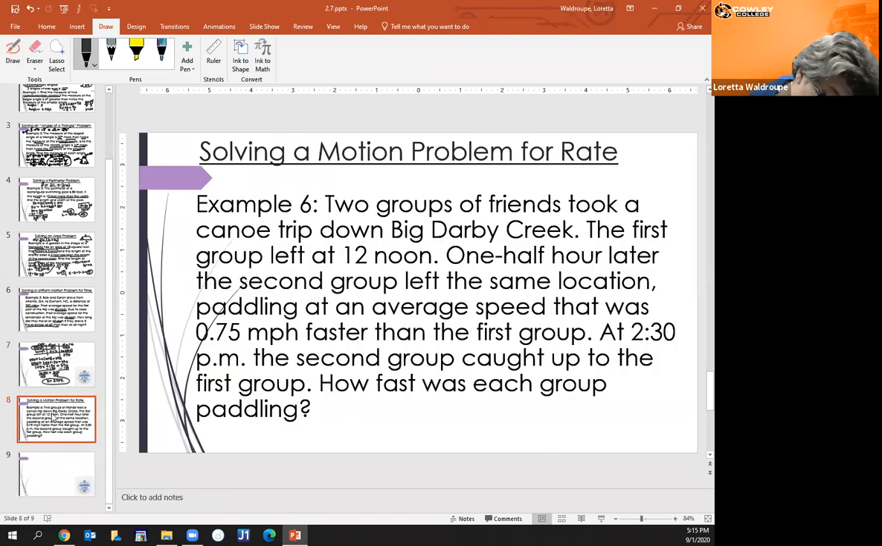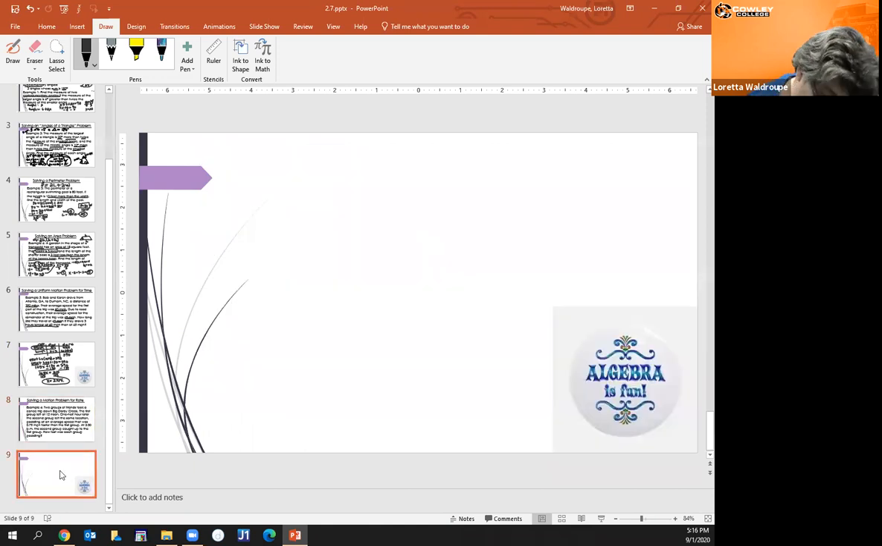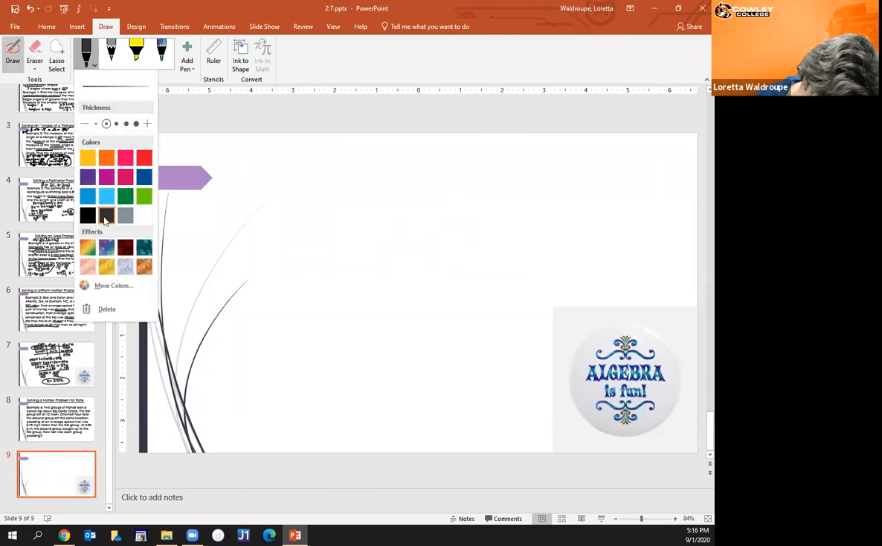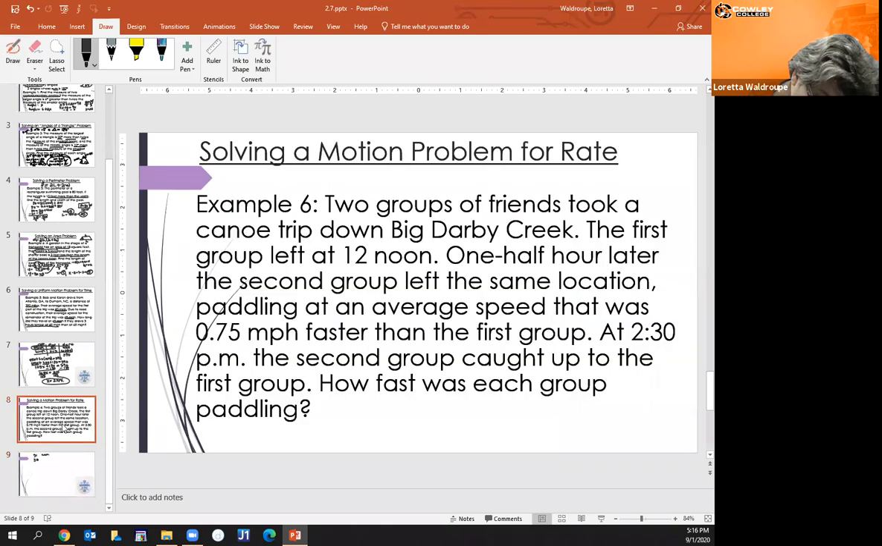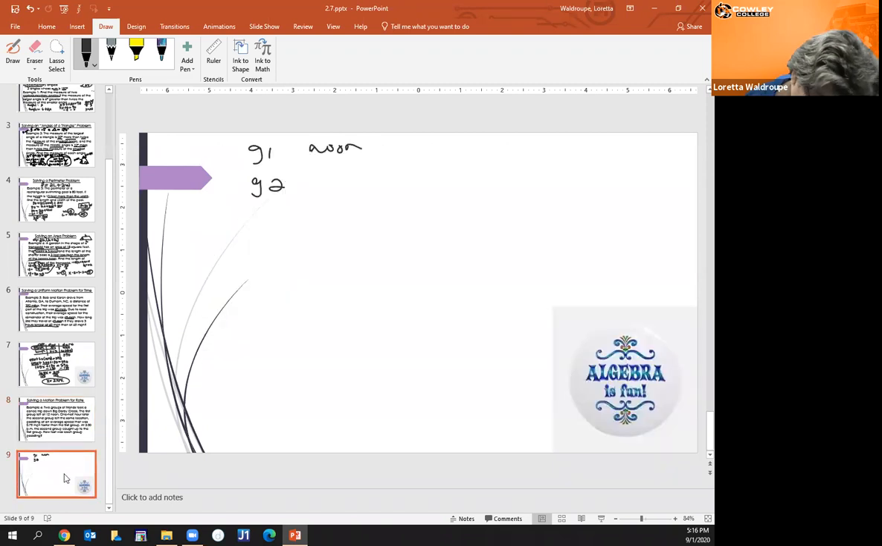Two groups of friends took a canoe trip down Big Derby Creek. The first group left at noon. So here's group one and group two. Group one left at noon. A half hour later, the second group left the same location.